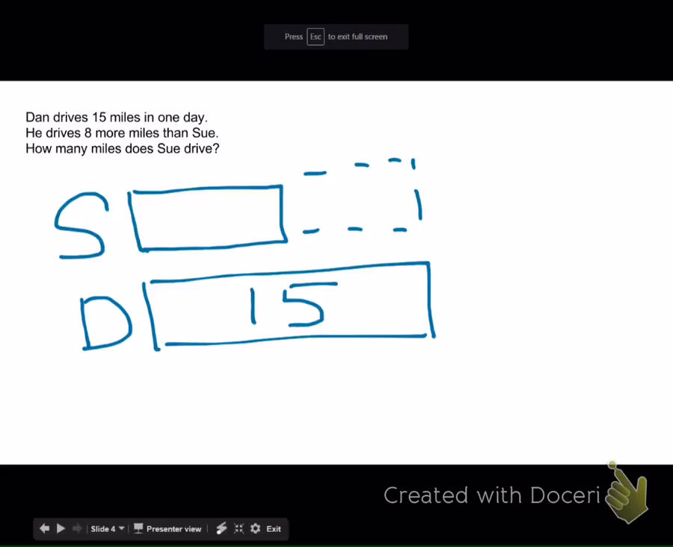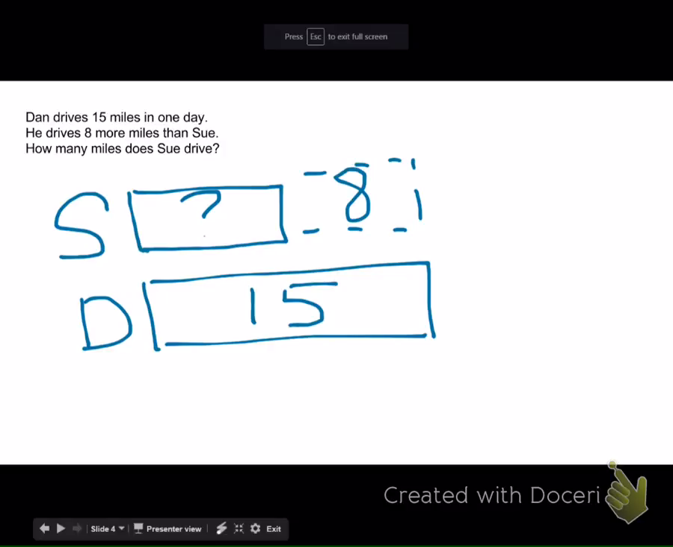The next thing I'm going to look at is the question. How many miles does Sue drive? So that way I know that Sue is the question mark. Her bar gets the question because that's what the question is asking about. Now I'm going to look at my 8. It says he drives 8 more miles than Sue. Well, that's the difference between Sue and Dan, so that goes right here.